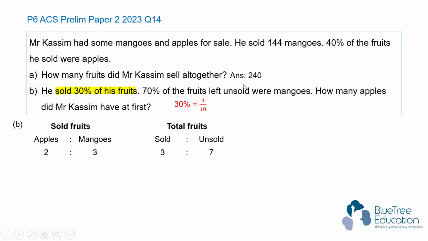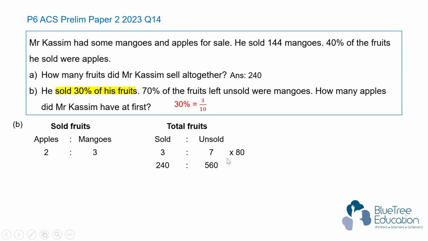But from part A, we also have one important piece of information. The total number of fruits sold is actually 240. This means we can make this 3 become 240 by multiplying the whole ratio by 8.